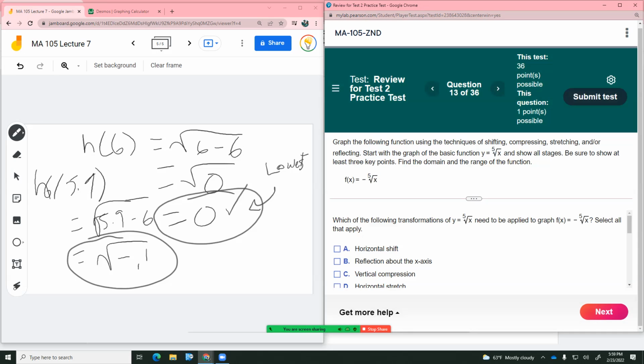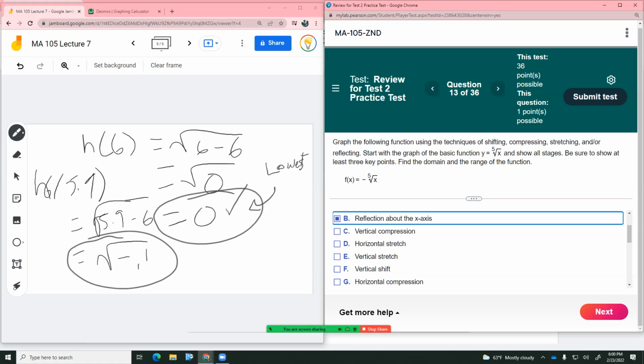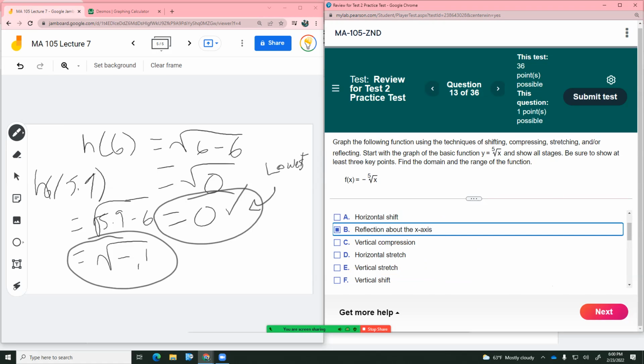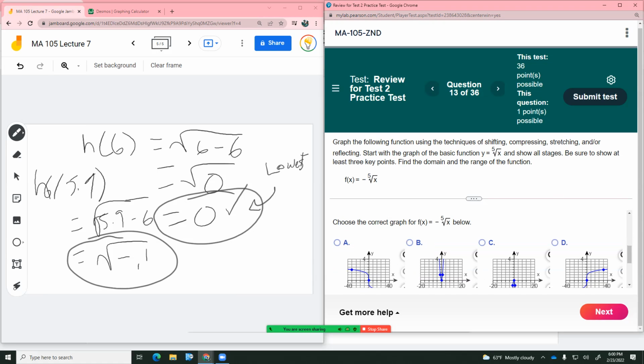All right. Which of the following transformations of y equals fifth root of x need to be applied to the graph of f of x equals negative fifth root of x? Select all that apply. In this case, we see there's a negative in front of the whole thing, or a negative in front of the y, and therefore it's a reflection about the x-axis. There's really nothing else that's happening here, so I think we're good.